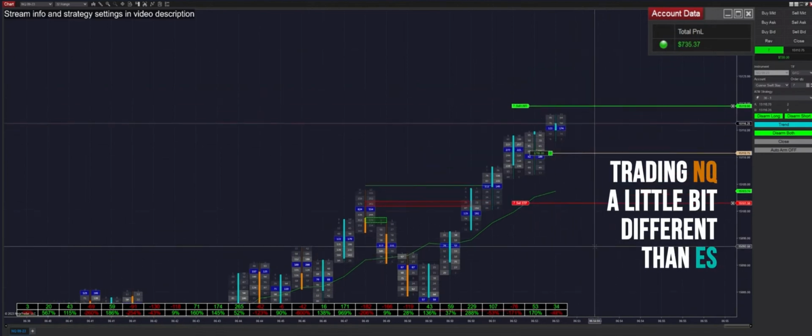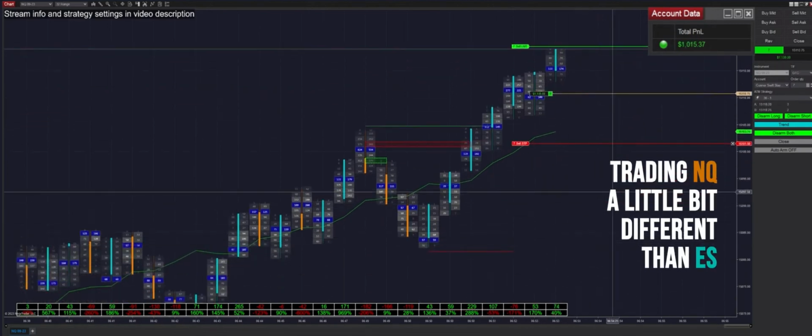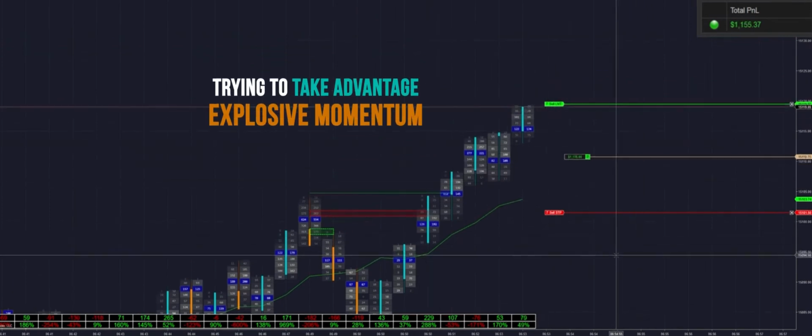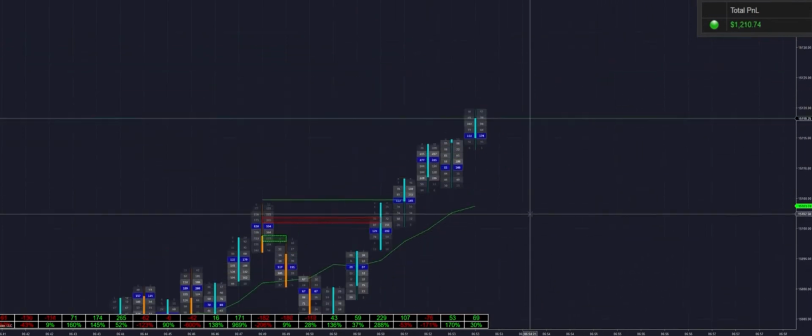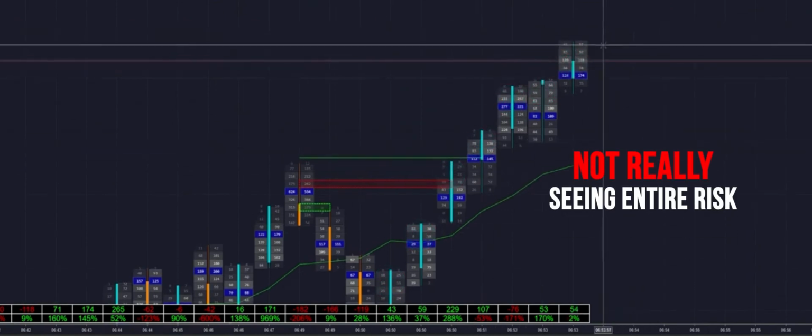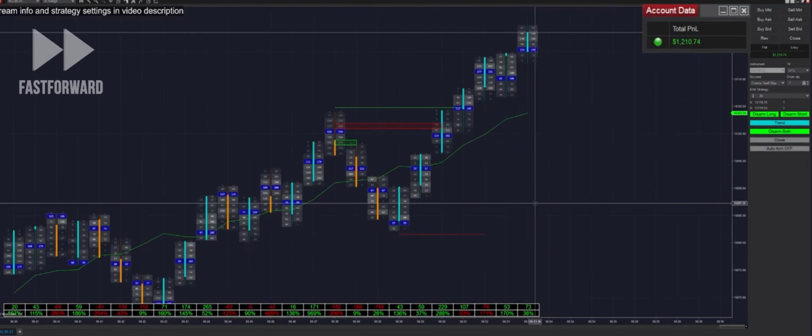And trading NQ is actually a little bit different than ES once again. So pretty much just going to be riding and trying to take advantage of any explosive momentum that happens here. As long as we're getting a consistent uptrend and we're not really seeing a ton of resistance, we're going to keep it in trend mode.